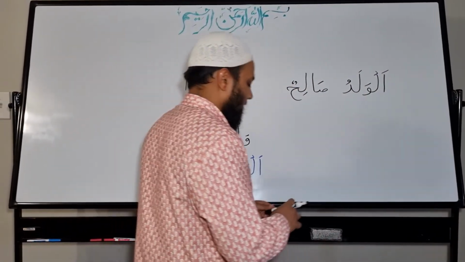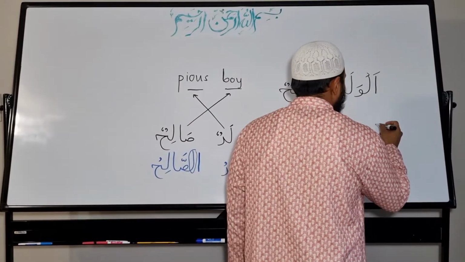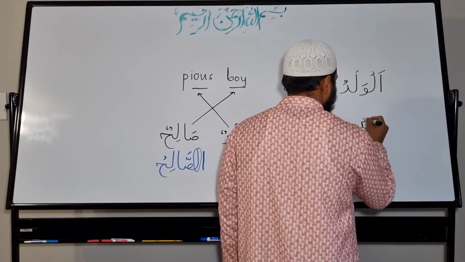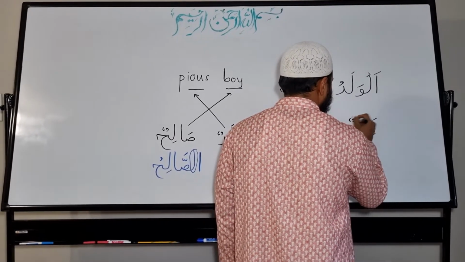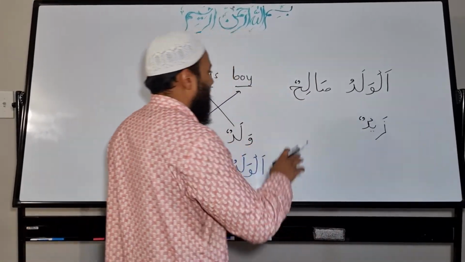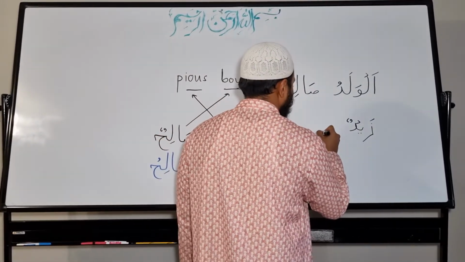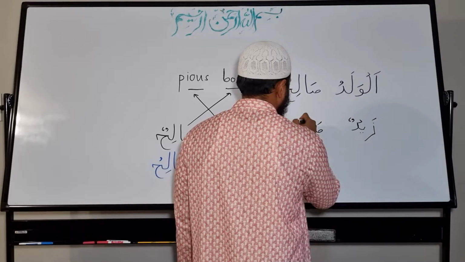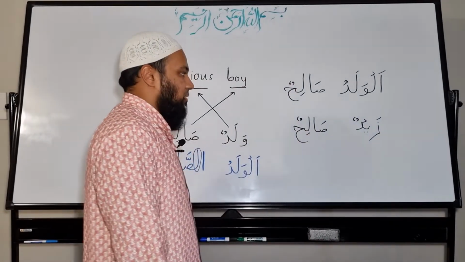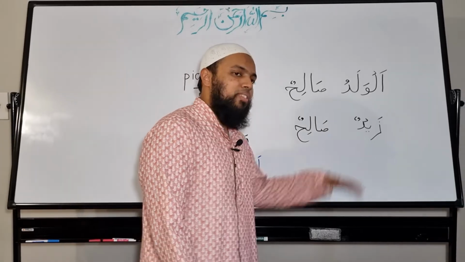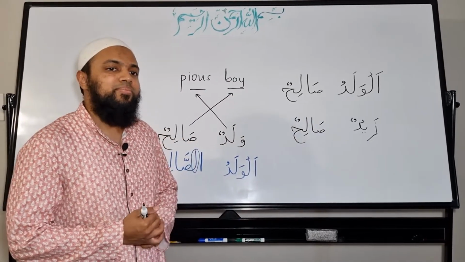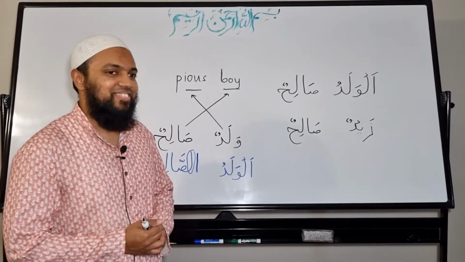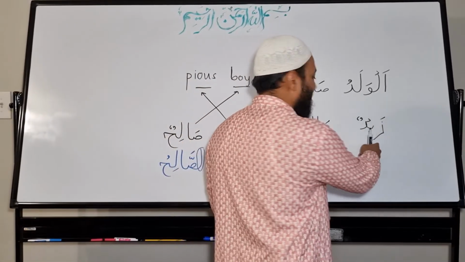Let's take an example. If in place of walad I keep Zaid, Zaidun salihun. So what is the meaning of Zaidun salihun? Zaid is pious. Why? Because this is ma'rifa and this is nakira.